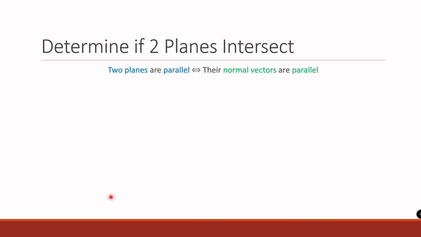Okay, for two planes, the first thing we check is also whether the two planes are parallel. If the two planes are parallel, then we can split into two scenarios again. We'll see later. For now just take note. If two planes are parallel, then their normal vectors are also parallel.